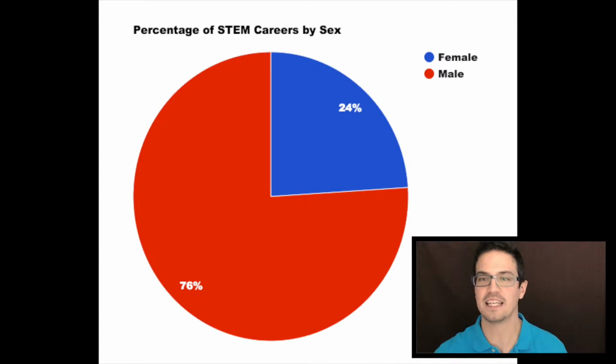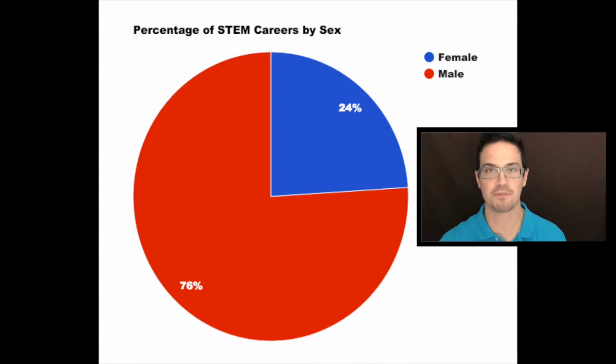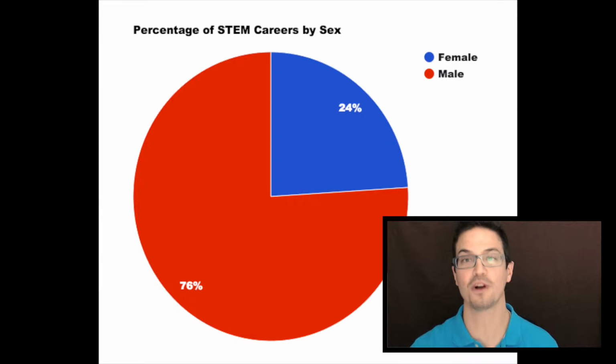What you need to notice is that the entire circle represents all STEM workers, male and female, while each piece is broken up into a specific piece, whether it's female or male. It is extremely important to label each piece specific to each breakdown.